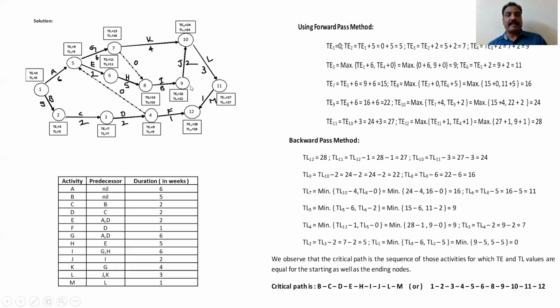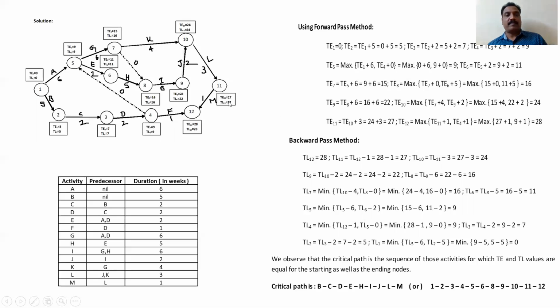Next it's TE9. For this only one activity is there. So TE8 plus 6. TE8 we got 16, then plus 6, that is equal to 22.